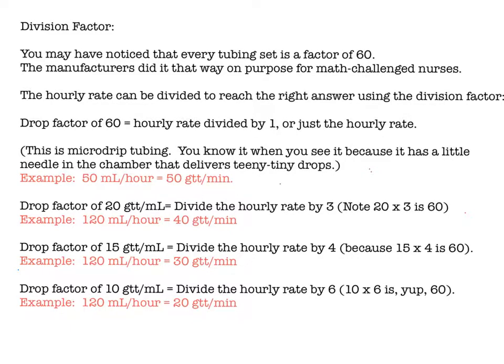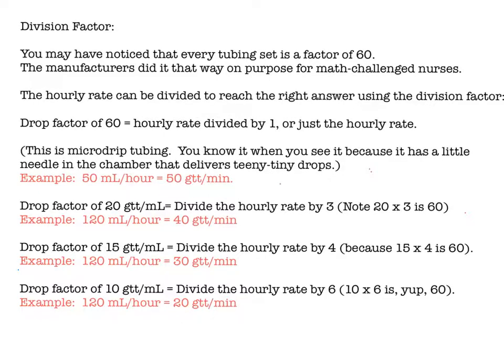So you're never going to have a tubing set that is 11 drops per ml. You're never going to see 27 drops per ml. It's always going to be these nice even factors. And what you do with that is you divide your hourly rate by whatever number that drop factor multiplies to get 60. Okay? So if you have a drop factor of 60, that's your micro drip tubing.